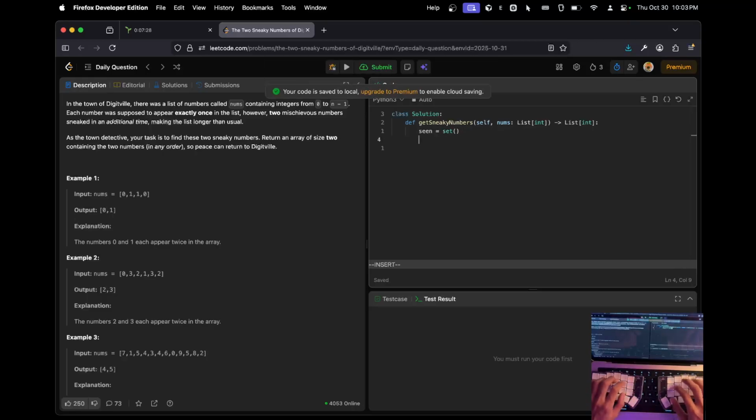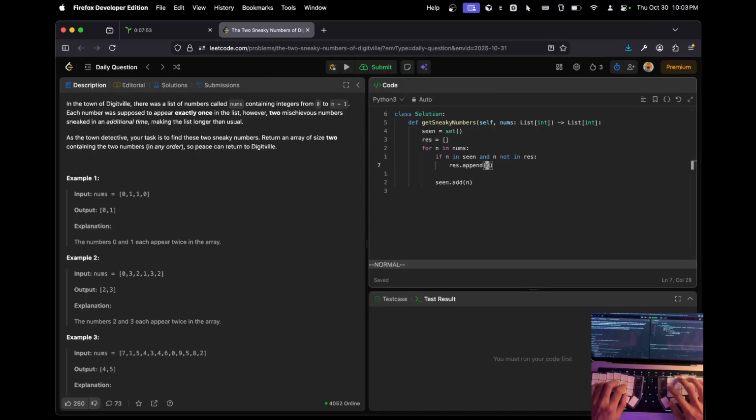So we're just gonna have a seen set and add to the seen set every time. res is gonna be equal to nothing, and if not in res, and there's only two of them, so this would be a fast lookup. But the constraints are so small that it doesn't matter.